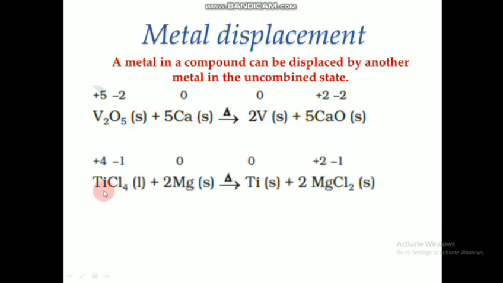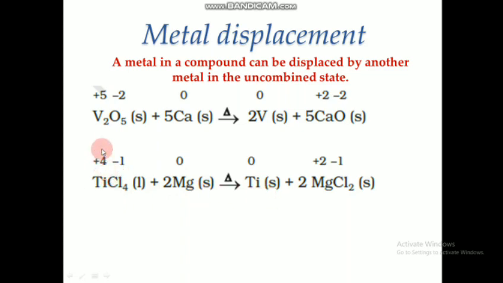Another example, TiCl4 plus Mg. In this also, Mg is a metal, Ti is also a metal, titanium. So Mg is displacing the position of titanium and forming MgCl2. So that's why it is known as a displacement reaction. Here also a metal is displacing, so we can tell it's a metal displacement. So now we will see what is the oxidation and reduction.